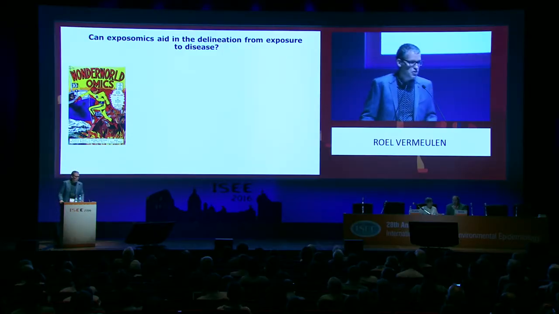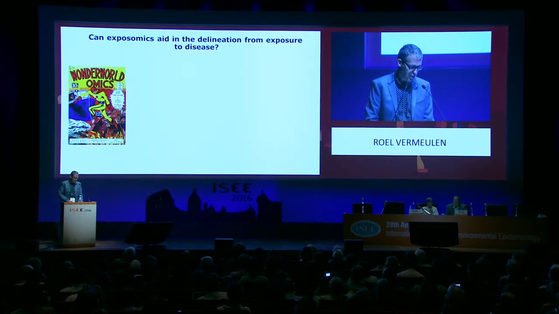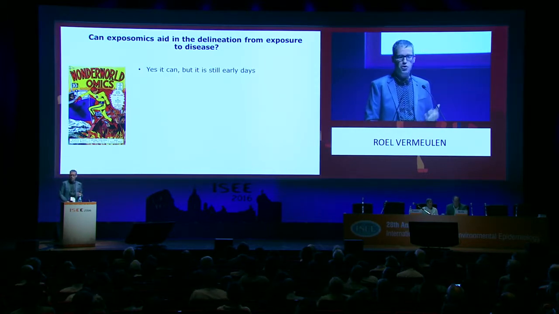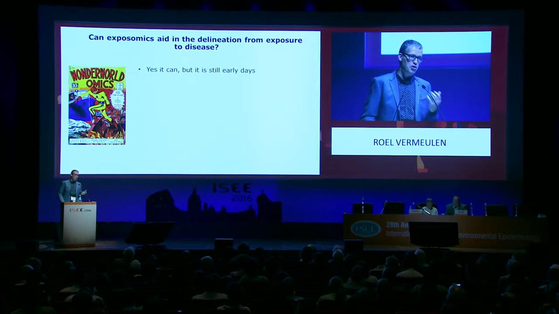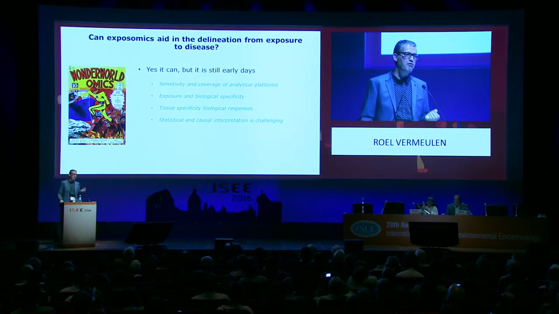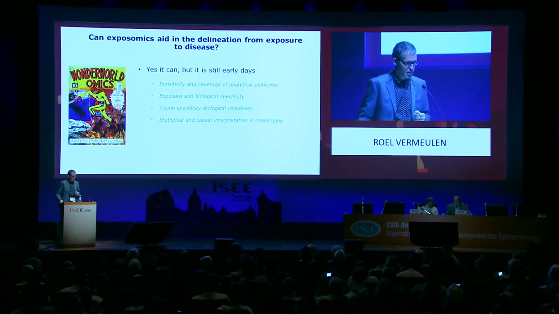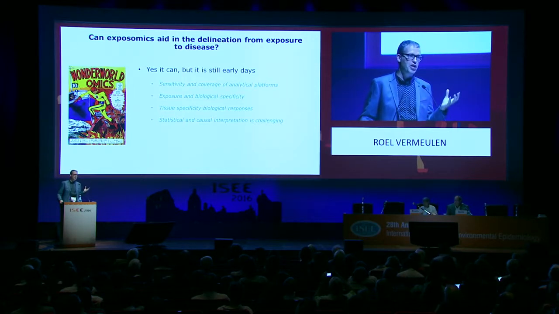So to go back to the main question that I posed: can exposomics aid in delineation from exposure to disease? My answer would be, with these examples, yes, we potentially can. But it's also fair to say that it's still early days. There are still issues with sensitivity and coverage of the analytic platforms. I showed you examples of exposures that are really high and have a strong toxicological effect. In these settings, we can detect those. That doesn't mean that we can detect them in all different settings. There are issues about exposure or biological specificity, as I showed you with the overlay of these different studies, how they overlap or don't overlap. Of course, there are also issues about tissue specificity if you think of biological response.